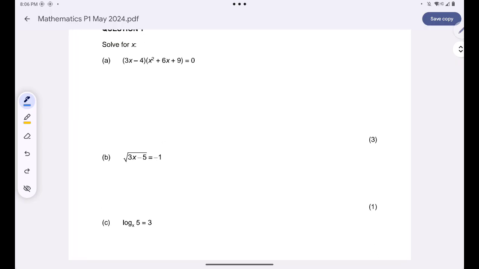We are supposed to solve x here. Now, I have two things multiplied and the answer is 0, which simply means that the first thing is 0. I have 3x minus 4 is 0, or the second thing could be 0 as well. So all I need to do here is to just solve for x. For this one, it's just simple. I'll just take the 4 to the other side. It will change the sign and then divide both sides by 3. I will have 4 over 3 as my answer.